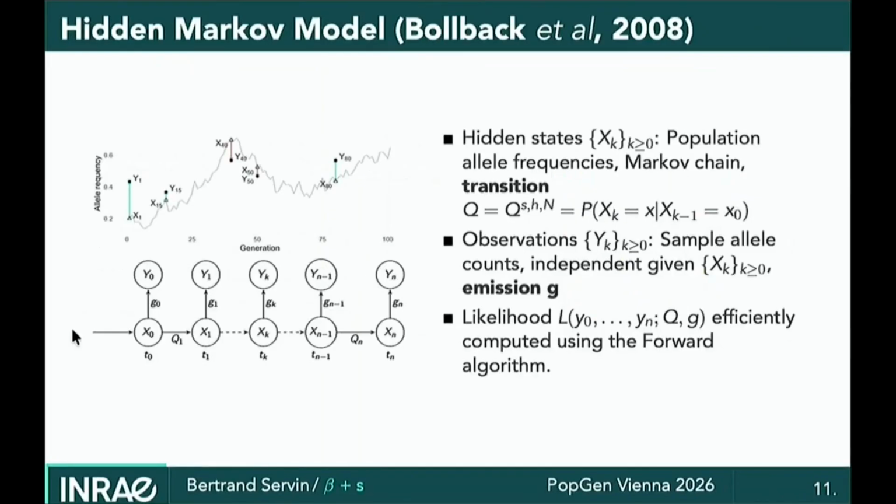The way we model the data to infer those parameters is to use what are called hidden Markov models. This was proposed a while ago by Bollback et al. The idea is that the allele frequency trajectories, the x's, are unobserved variables. But if I knew the allele frequency trajectory, it would be easy to calculate the likelihood of my data. It's just a binomial: I'm drawing alleles from this allele frequency.